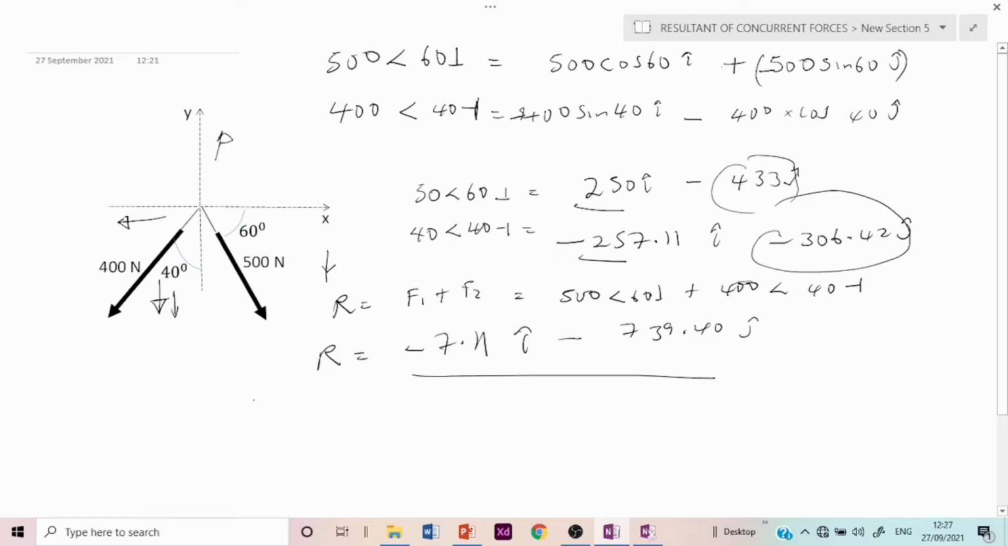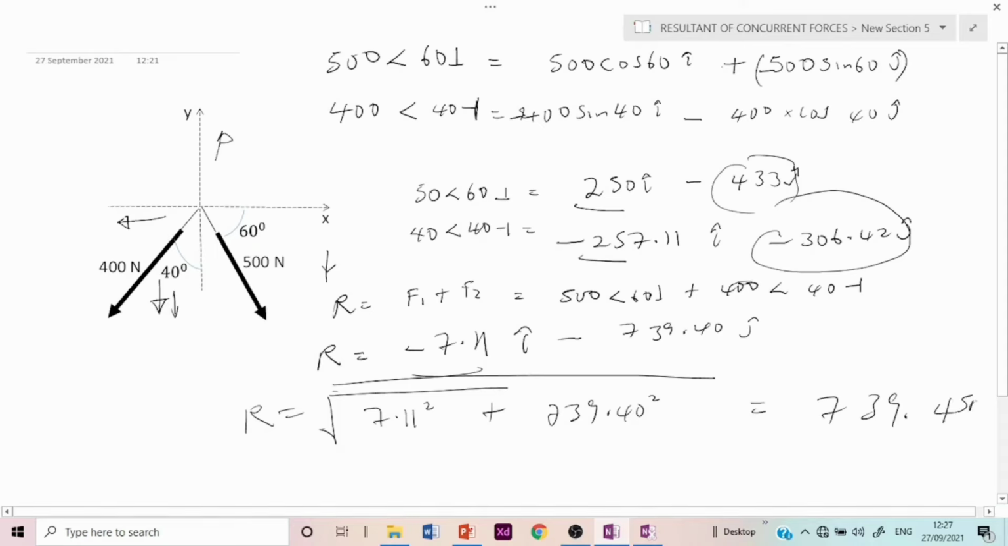Although it is in its component form, we can quickly get the magnitude of the resultant by just using our simple equation that is used to determine magnitude, which becomes the square root of 7.11 squared plus 739.40 squared, and our answer becomes 739.45 Newton, and this is our resultant.